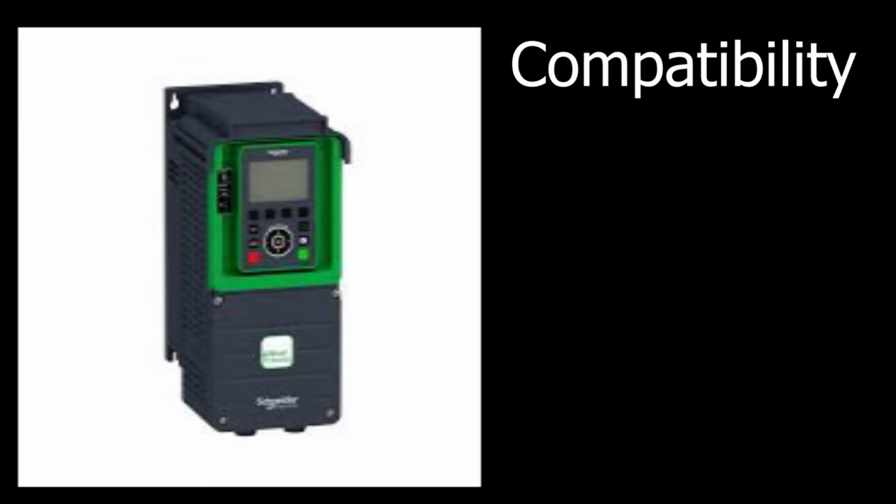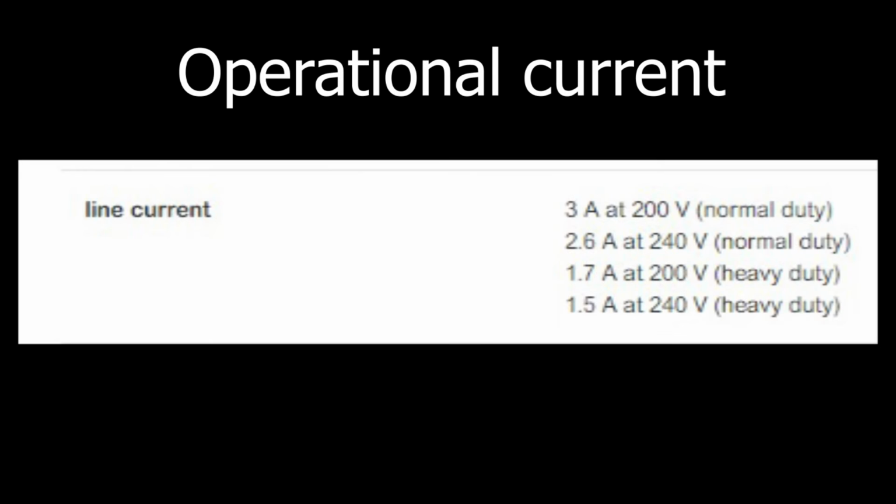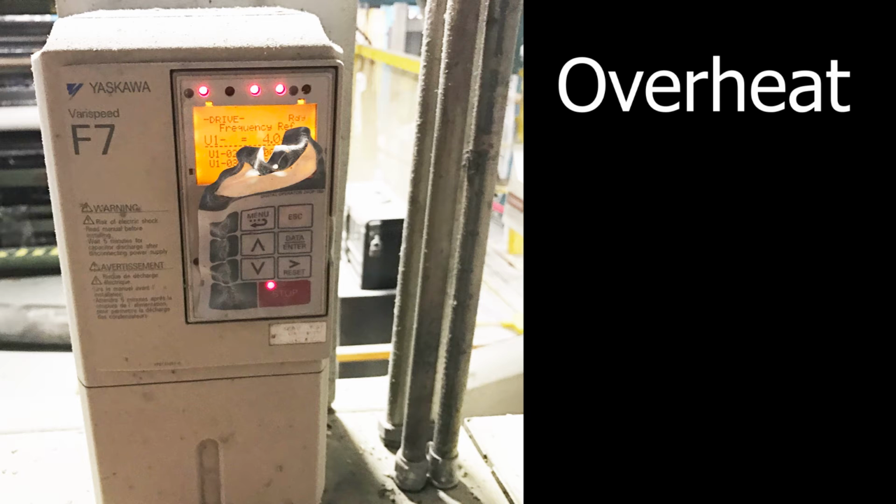People don't use the correct soft starter and variable frequency drive for their motors. So, soft starters and variable frequency drives have an operational current. The motors should be within this operational current as well. We cannot use a motor with a bigger operational current than the soft starter. It will just damage the component.